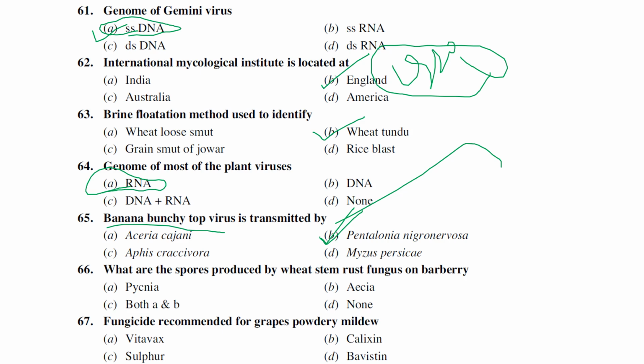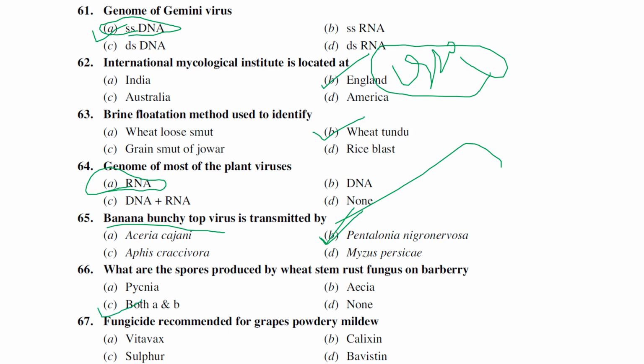And what are all the spores produced by wheat stem rust fungus on barberry? Again in model question paper number 13 or maybe 14, I have discussed the various kinds of spores produced by rust fungi. Generally, two kinds of hosts are there, primary host and secondary host. The primary host is wheat. In wheat, teliospores and urediospores are produced. The secondary host is barberry. On the upper surface of barberry, pycniospores are produced. On the lower surface, aecium is produced. So here the answer is both A and B, pycnium and aecium.